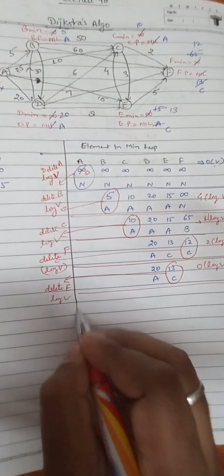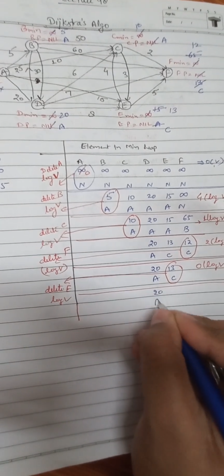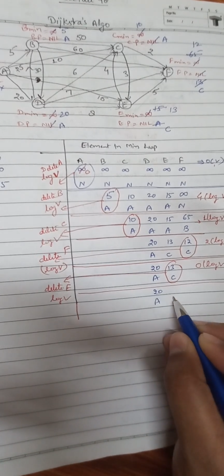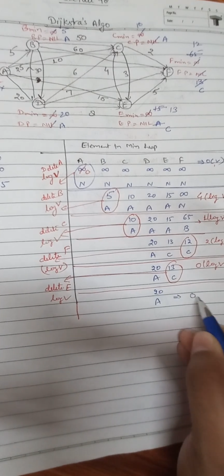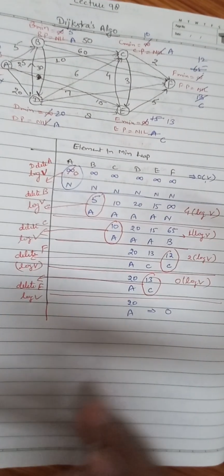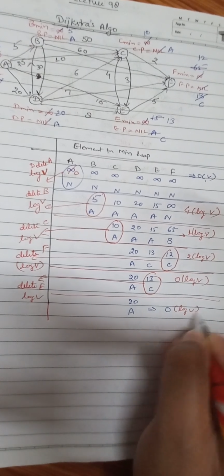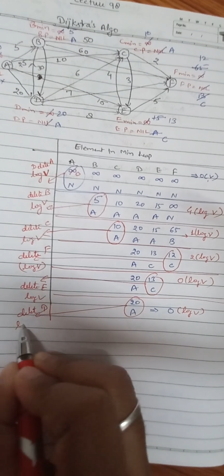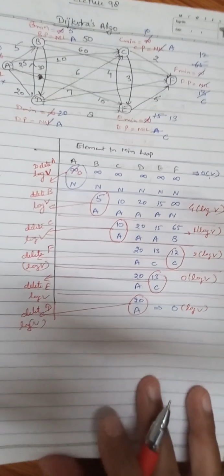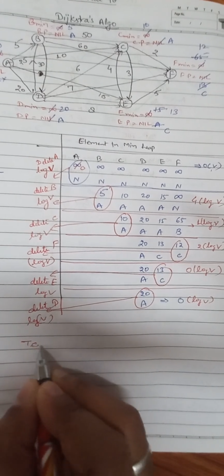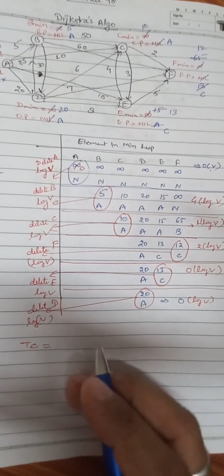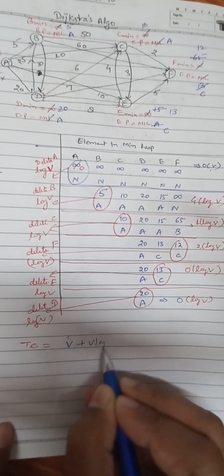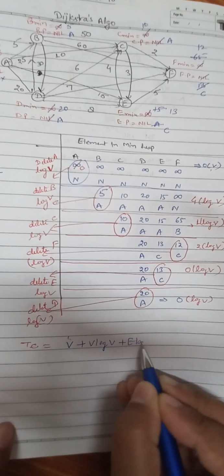Then what is left over here? 20A. There are no such changes here, because this is the last one. So we can say order of 0 log V, and here we are deleting D, so log V comparisons. So we can say the total time complexity for the Dijkstra algorithm with this example is V, the number of vertices, plus V log V plus E log V.